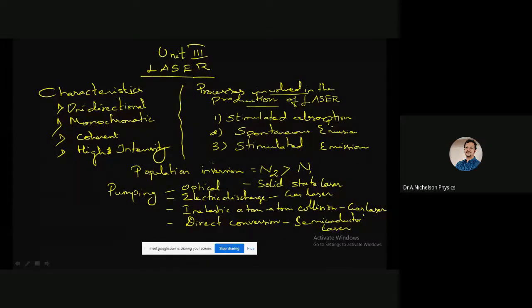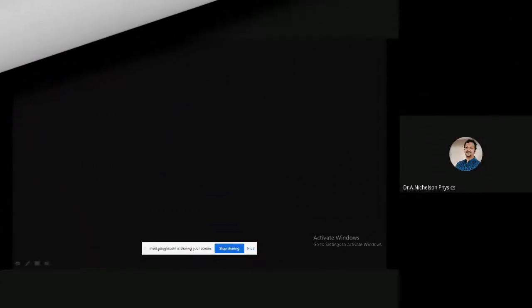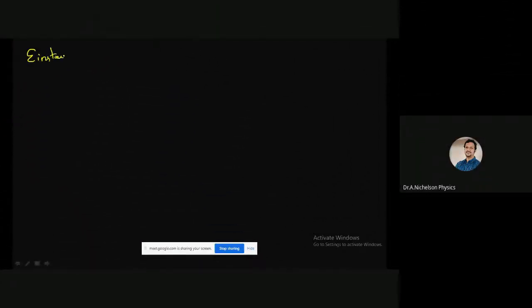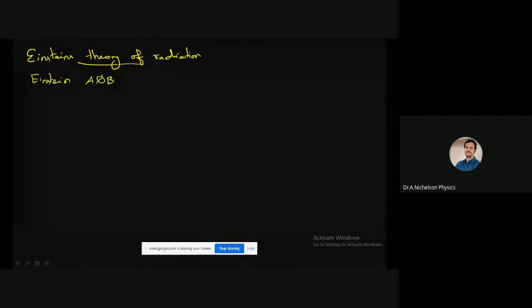And one more thing, the optical resonator and the active material, everything we have studied in the last class. Okay, so Einstein's theory of radiation. It's a derivation, so please take down the notes, then it will be easy for you and you will be familiar with the derivation. Here we are going to find the Einstein A and B coefficients.